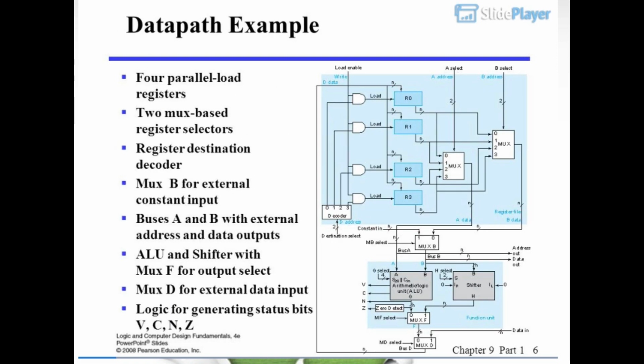Datapath Example: 4 Parallel Load Registers. 2 mux-based register selectors. Register Destination Decoder. Mux-B for external constant input. Buses A and B with external address and data outputs. ALU and shifter with mux-F for output select. Mux-D for external data input. Logic for generating status bits V, C, N, Z.